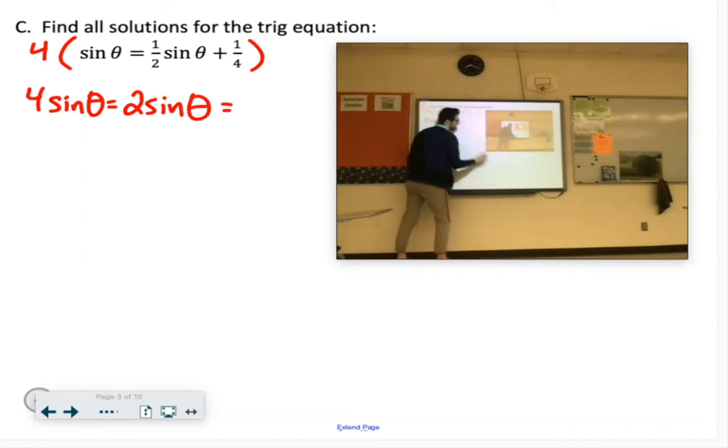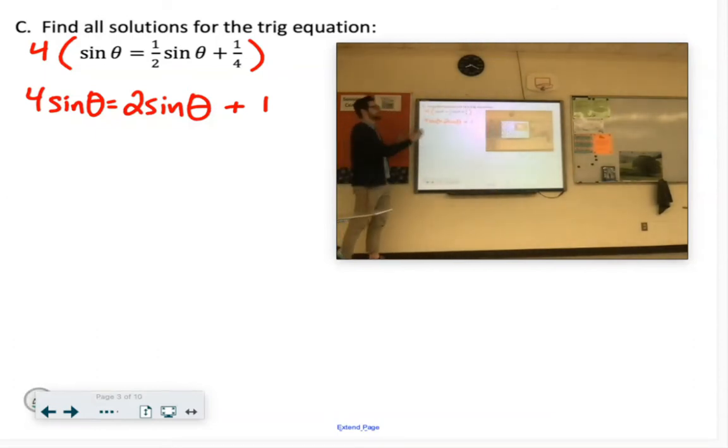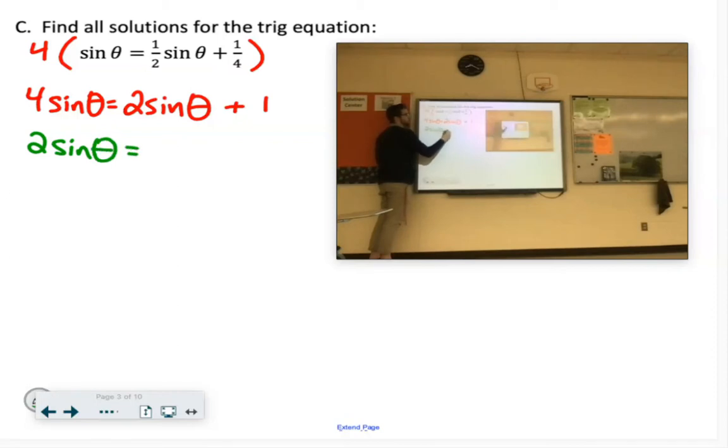It's early. And then 1/4 of 4 is just 1. So now we need to get the sine thetas on the same side. So we could subtract 2 sine theta. 4 sine theta minus 2 sine theta is 2 sine theta, and then equals 1. Now we don't want the 2 there, so we would divide both sides by 2, and you're left with sine of theta equals 1 over 2.